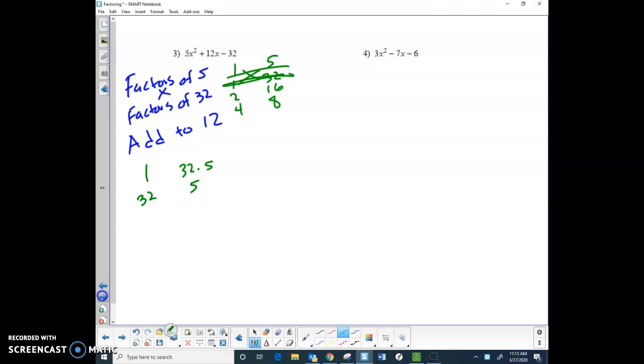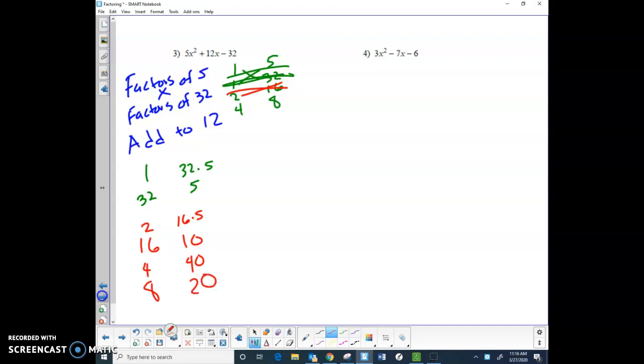Next up, I've got 2 and 16, so I've got 2 and 16 times 5, which is going to get bigger and bigger. That one's obviously not going to work. Other way around, I've got 16 and 10. It's still not going to get me to 12, but we're closer. All right, so I'm looking at 4 and 8. So I've got 4 and 8 times 5, which is 40. Well, that one's not it. And I've got 8 times 1 and 4 times 5, which is 20.